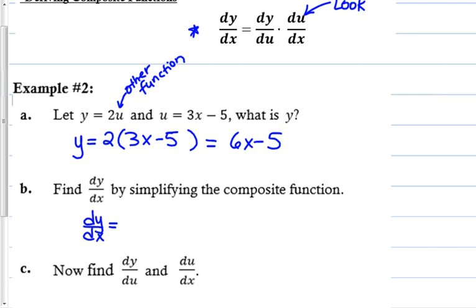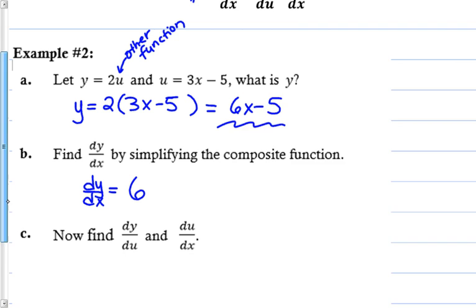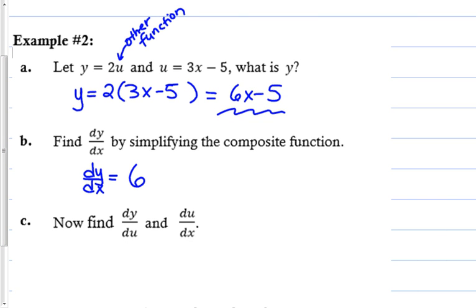So derive the function, which should be pretty easy, right? It's just 6. The negative 5 is a constant, so it becomes 0. So far we're like, okay, nothing new here. C, now find dy du and du dx. So now we're finding dy du and du dx.